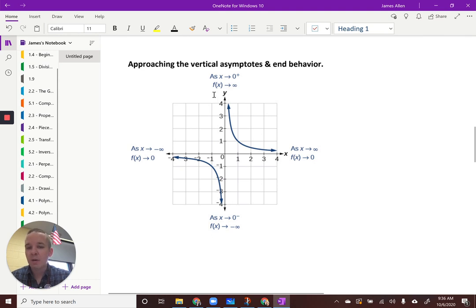And then we have how we would write our behavior around the asymptotes. As x approaches 0 from the right, that's what that little positive means, f of x is approaching infinity. And then as x approaches 0 from the left, that's what the little negative means, then f of x is approaching negative infinity. Okay, obviously this changes for each graph, but it's a nice way of writing this down and seeing what we're looking for at the asymptotes, both vertical and horizontal. Feel free to pause if you need to jot this down.